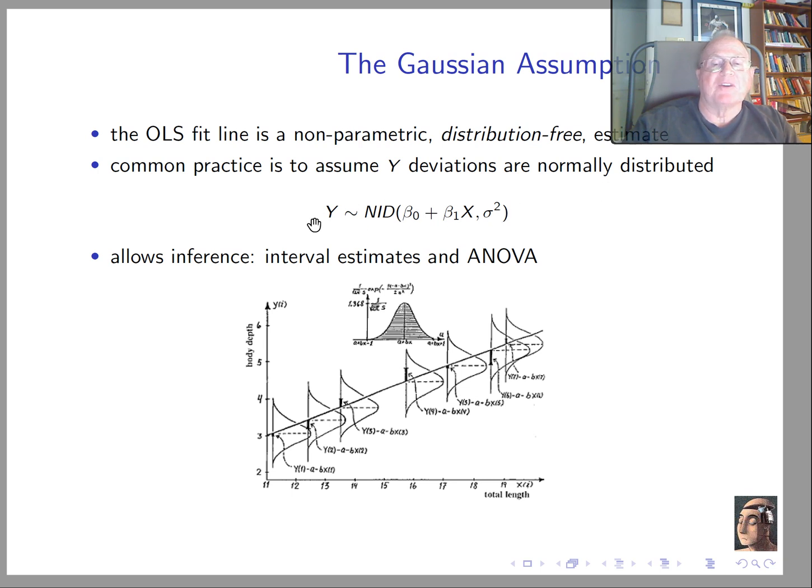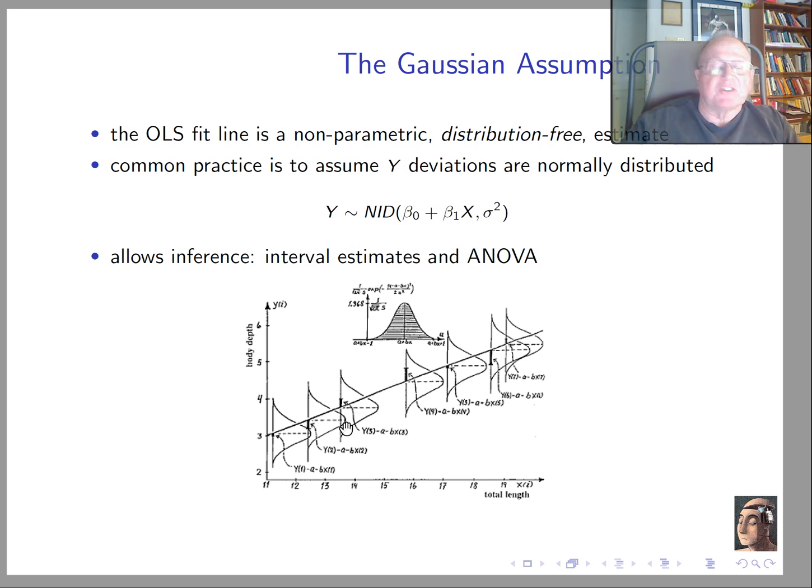Here's a summary of all this. Y is normal and independently distributed. The mean follows the straight line, defined by slope, intercept, and the x values. And the variation is constant, with variance sigma squared, anywhere on the line. This allows us to do inference. We can do interval estimates. We can even do ANOVA. So let me see how this works.